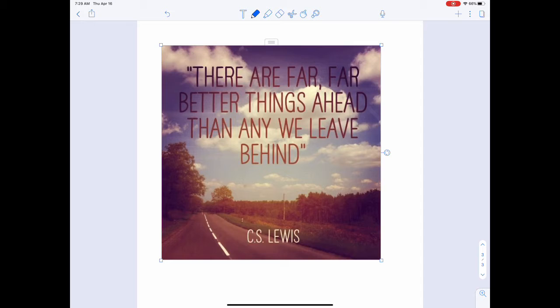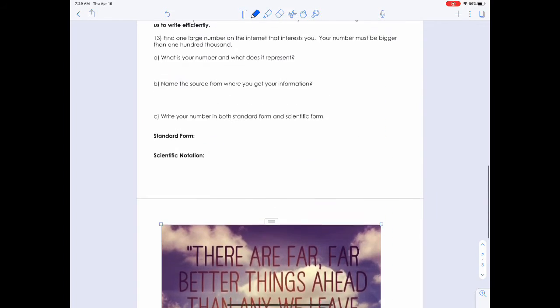Got a nice little quote here from C.S. Lewis. He wrote The Lion, the Witch, and the Wardrobe and that stuff, Narnia. There are far, far better things ahead than any we leave behind. And that is true.